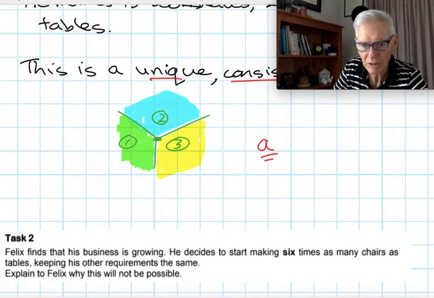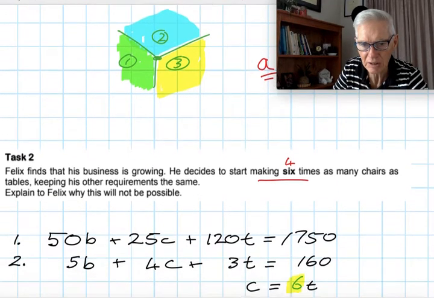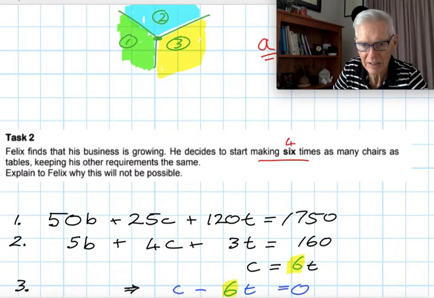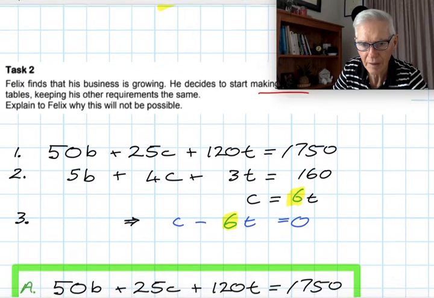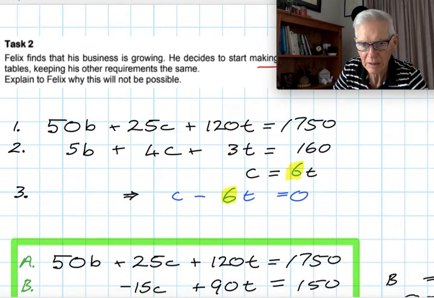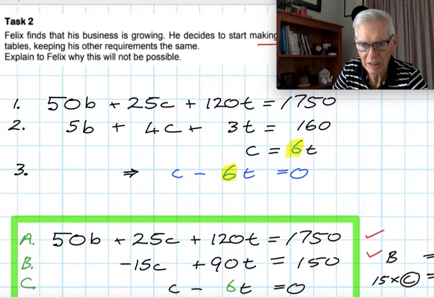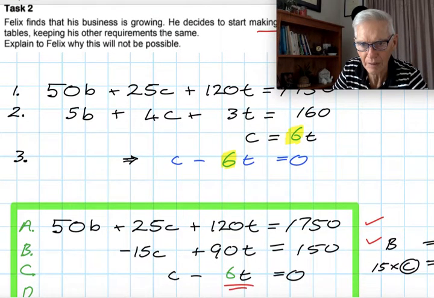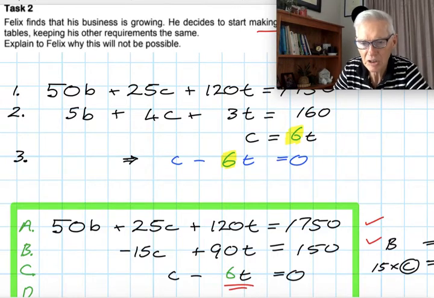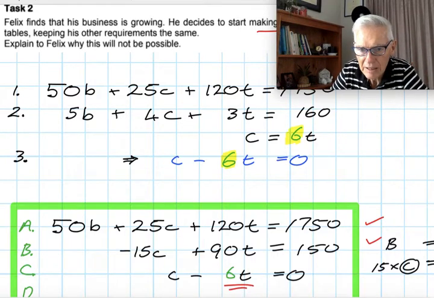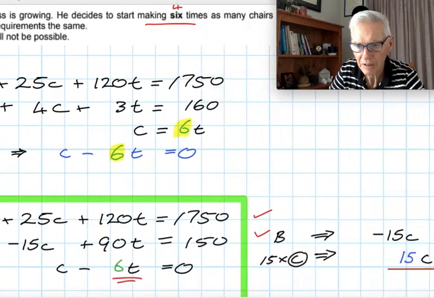He finds that his business is growing. He starts making 6 times as many chairs. Last time it was 4 times as many, but this time he wants 6. So the 4 has to change to 6. So I've copied those equations out. And this 4 here is going to be changed to 6. And so when we copy the equations, 1 and 2 are going to be the same. So equation A, equation B. But when you put equation C, it's now 6t rather than 4t. Because it was 4, but it's changed to 6. And so we've got this equation. We need the same number 15, so I multiply equation C by 15 like we did before.